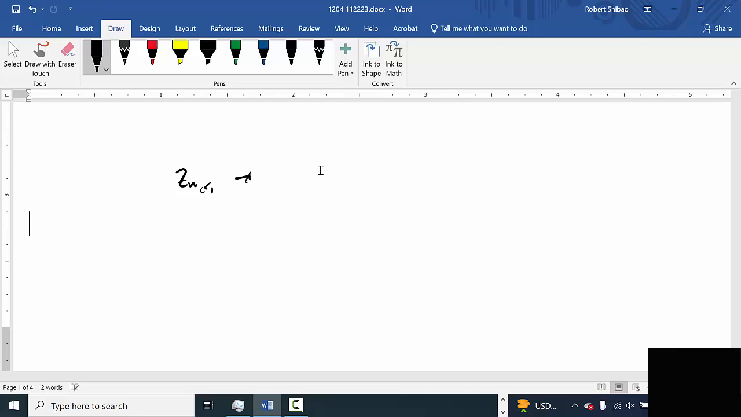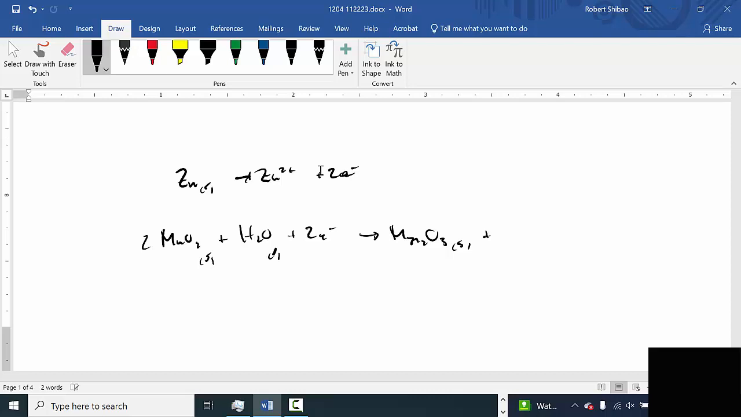So at the anode, we have zinc going to Zn2+ plus 2 electrons. And at the cathode, we have MnO2 plus water. We're going to have 2 of these plus 2 electrons. This is going to go to Mn2O3, solid. This is solid. Water is a pure liquid. And how many hydroxides? 2 hydroxides.